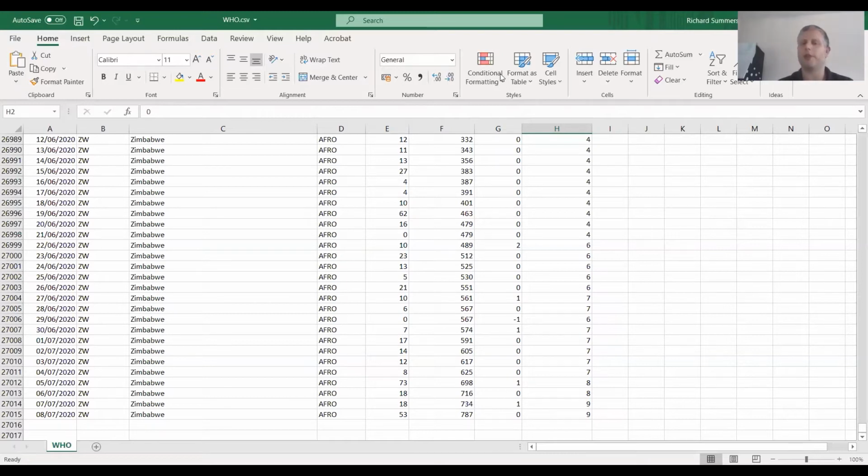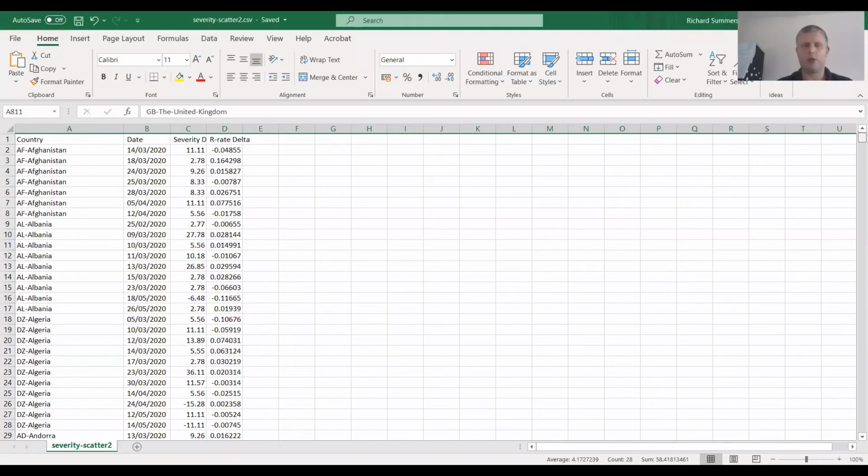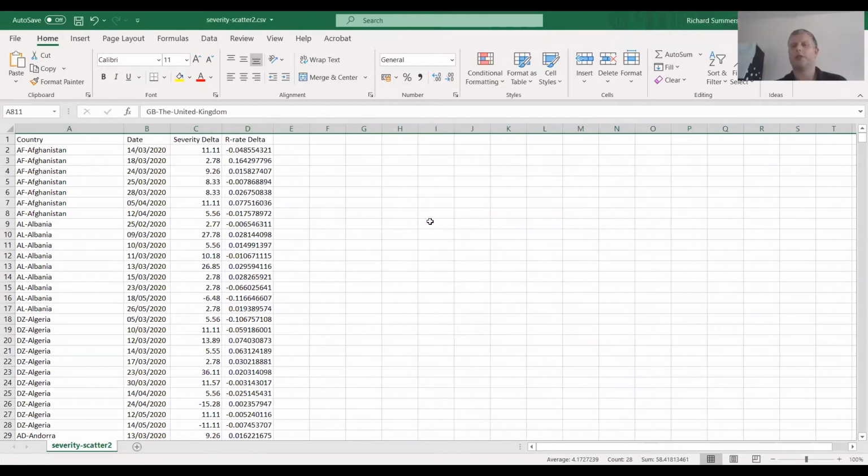So what can we do with this? Well, you can turn this into a scatter chart. Now, here's the data that we generated. So you can see country, date, severity, delta, and RA delta. So let me describe what we did. We scanned through the entire history of a country, and looked at when it changed its measures, which is the day in which new measures came into effect. Those measures had a severity delta, right?